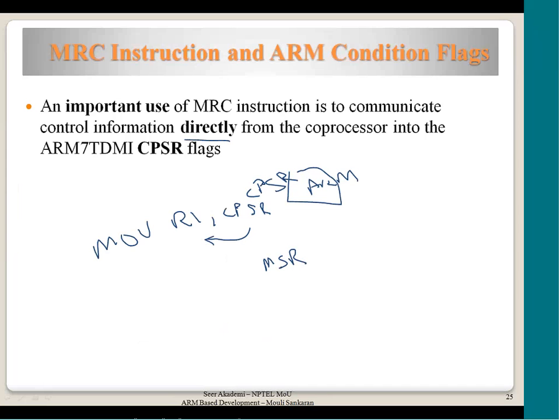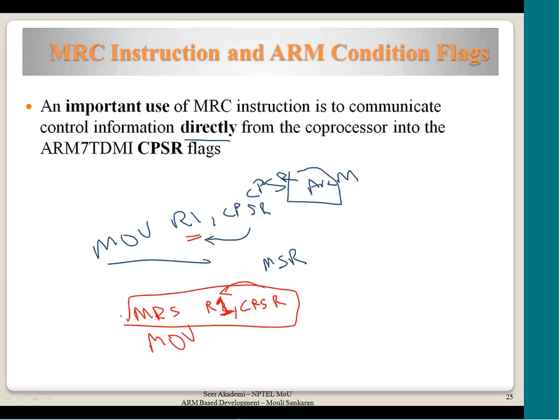What you need to do is say MRS R2, CPSR. Now CPSR is copied into R2, and then you can say move, directly if you want to insert in R1. Why do I go around this? R1 comma CPSR, what does it mean? I cannot access CPSR using any of these instructions. I need to use a special instruction to move from CPSR to some register value. So let me come back here.